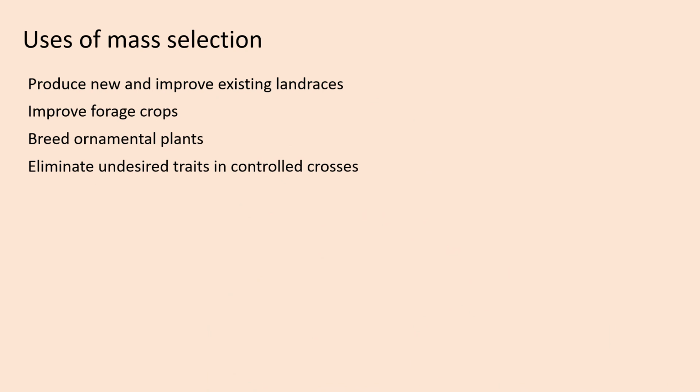Finally, mass selection can also be paired with other breeding techniques, complementing them. Specifically, in the case of controlled crosses that are the first step to produce new, true breeding lines, mass selection can be used to eliminate undesired traits inherited from each of the parents. This will be discussed in the following video.